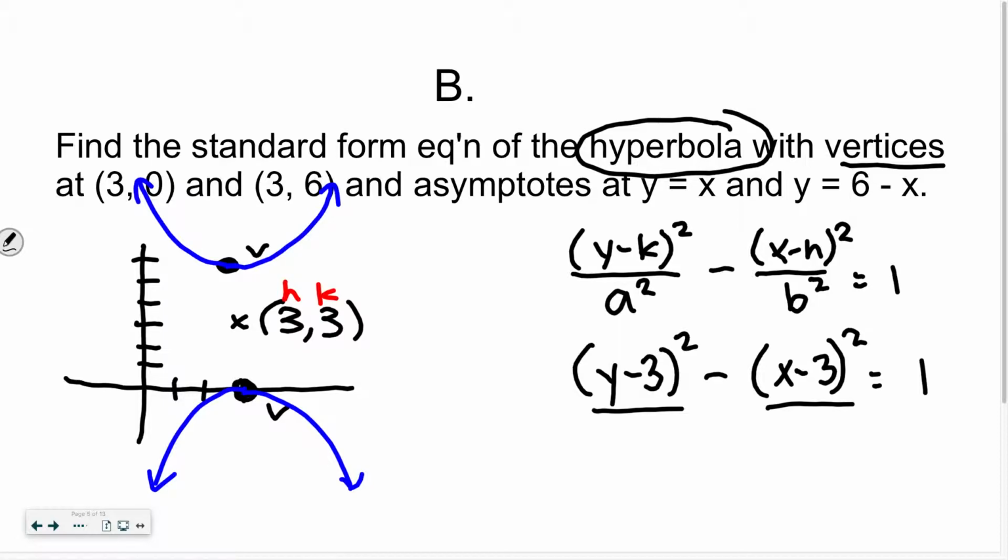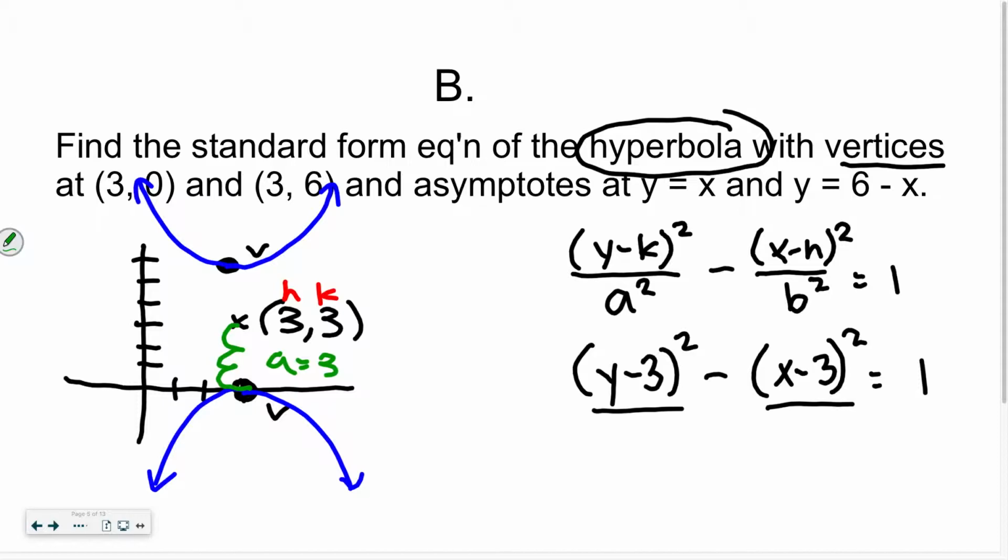Okay. Along with finding my center, the vertices are good for finding a. Right? A is the distance from the center to a vertex. It doesn't matter which direction you count. It does matter with a parabola because it was a directed distance to the focus, but these have the same distance from the center to the vertex. They're both a distance of 3. 1, 2, 3. So a equals 3.